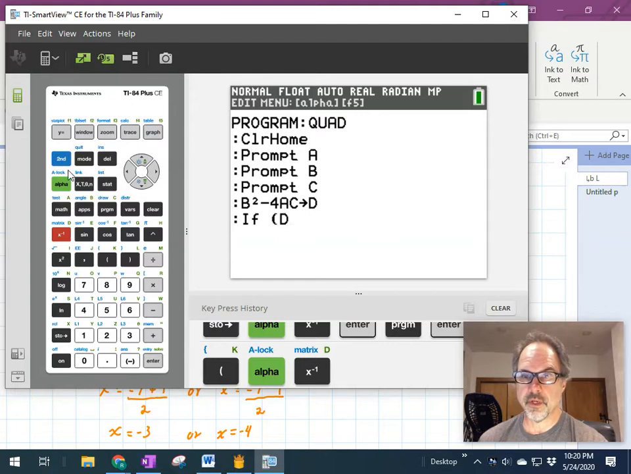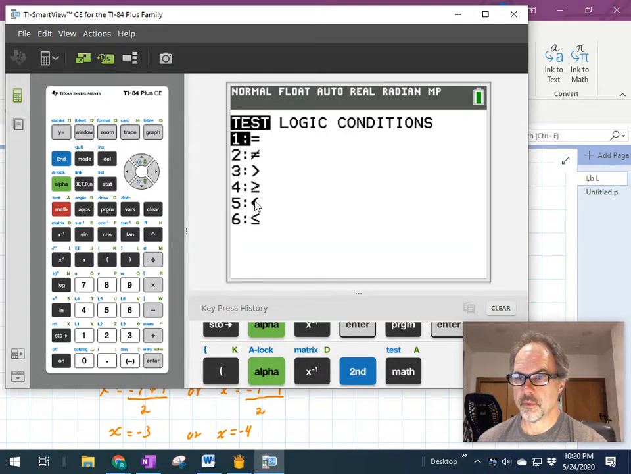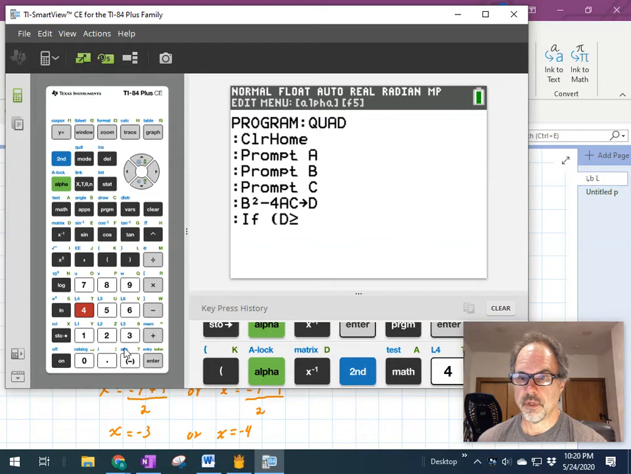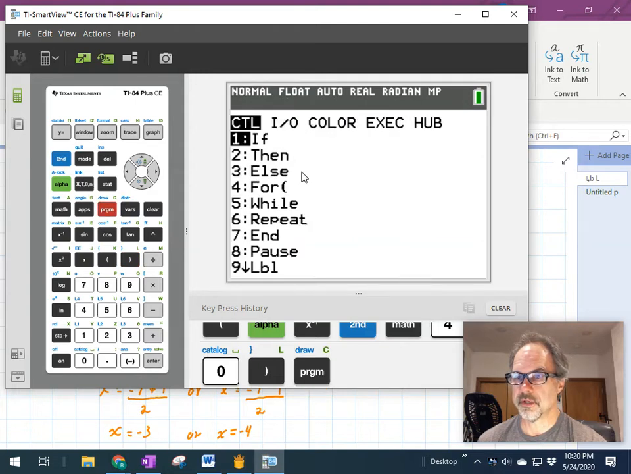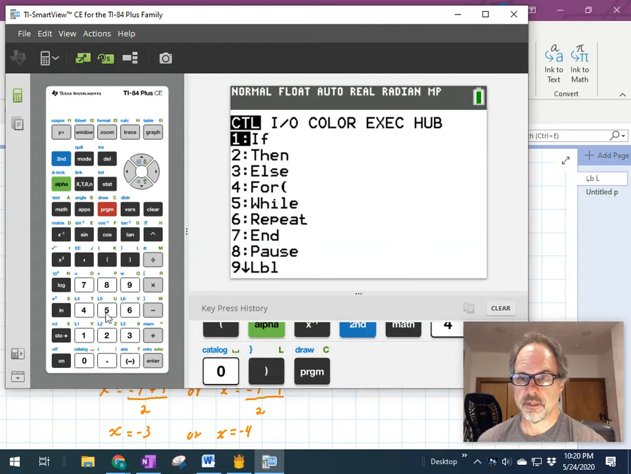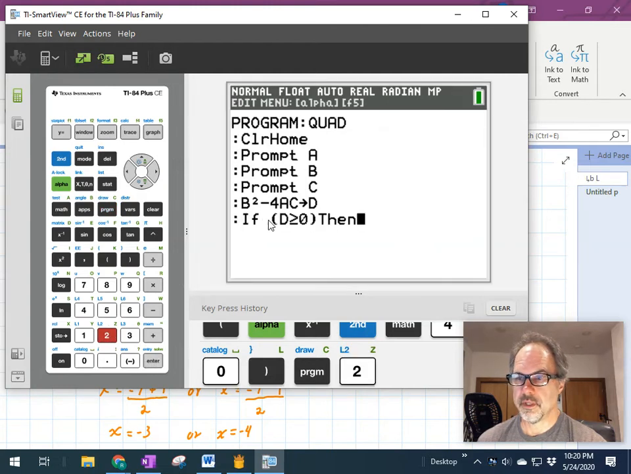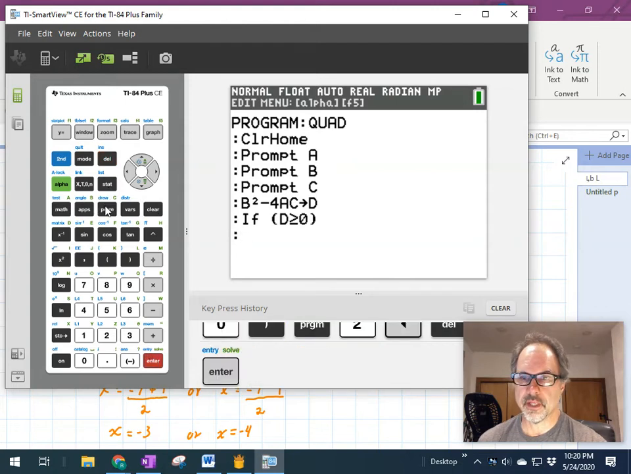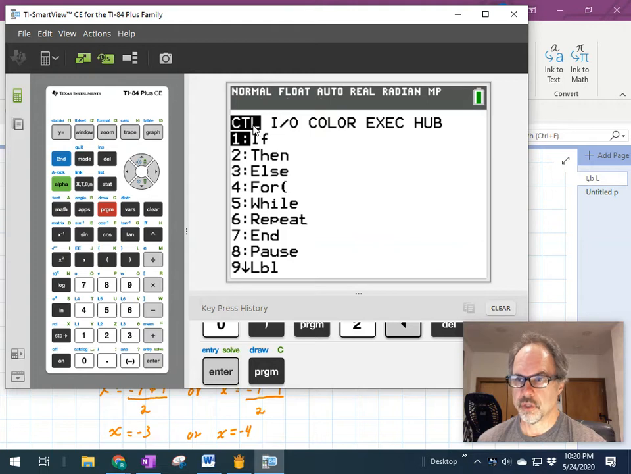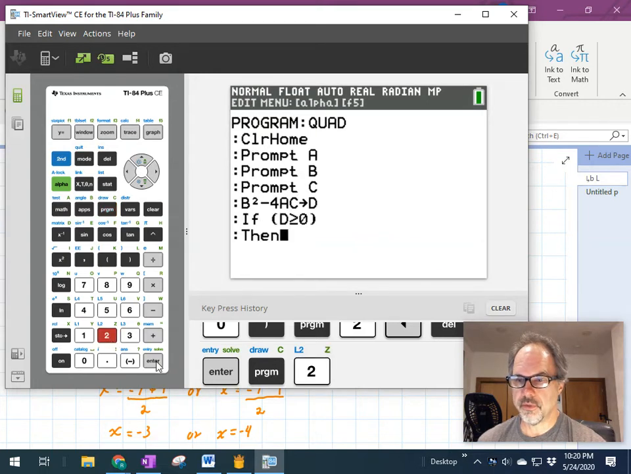So to get the greater than or equal to symbol, we have to go to test. So second math, we want greater than or equal to, that's number 4, 0. Okay, and did you see anything else in this menu that is going to help us here? Well, if, then, right? So if d is greater than or equal to 0, then, I think I put then on the wrong line here. Let me delete that, hit enter, and then put then on the correct line. So program, control, and then number 2, then.